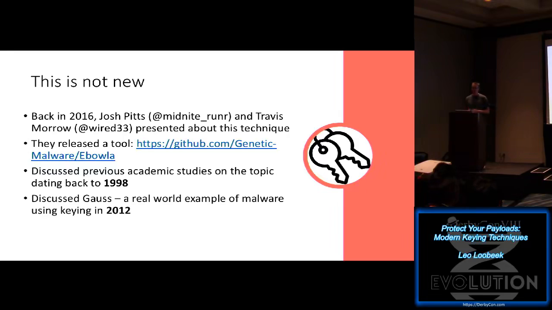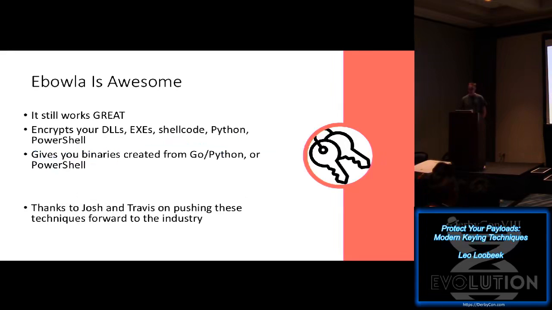Gauss was a real world example of malware that used keying back in 2012, and this one, if you're familiar, Kaspersky actually reached out to the industry and said, hey, can anybody please help us decrypt this payload because we can't. So it's definitely super useful.